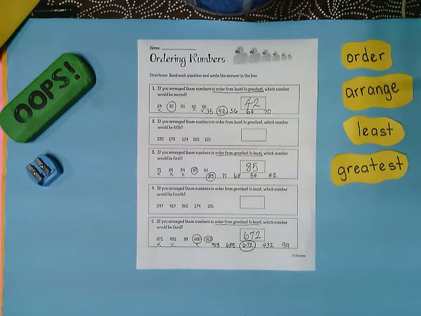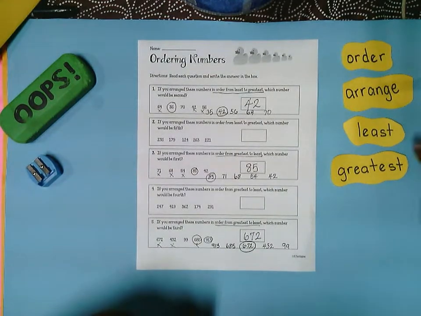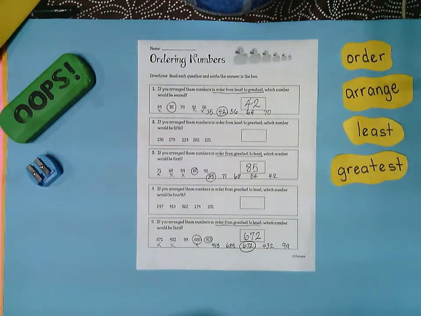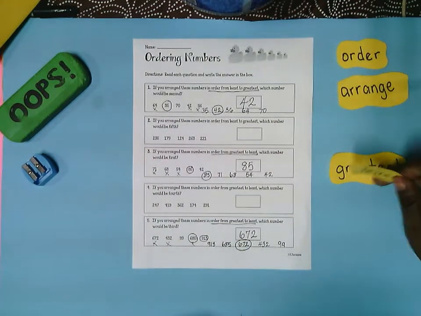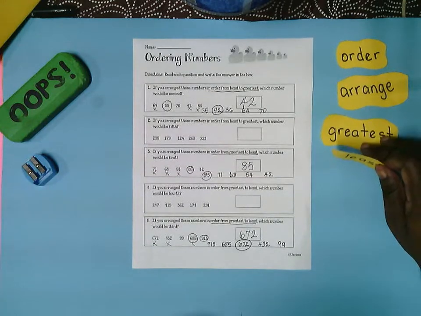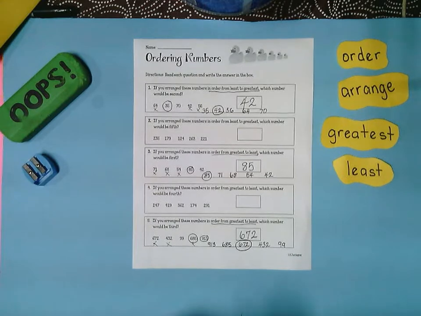So remember, when we're ordering numbers, it means we are arranging them based on their size or amount, from the smallest number or least to the greatest number or the biggest. Or sometimes we can switch it up and arrange them from the greatest or the biggest number to the smallest number, the least.